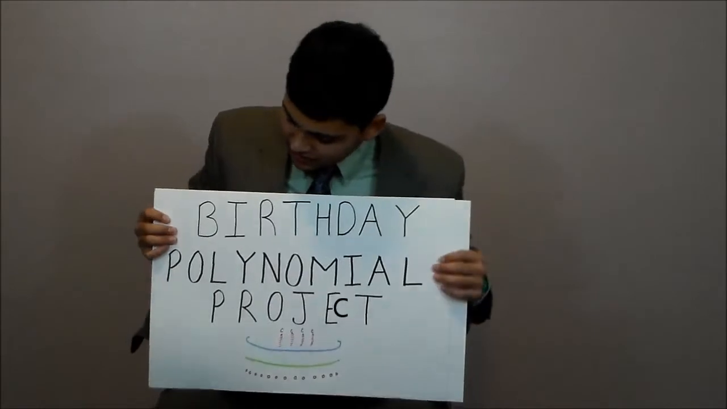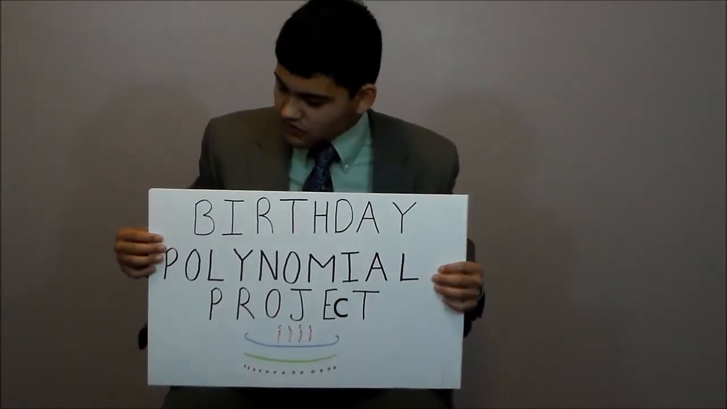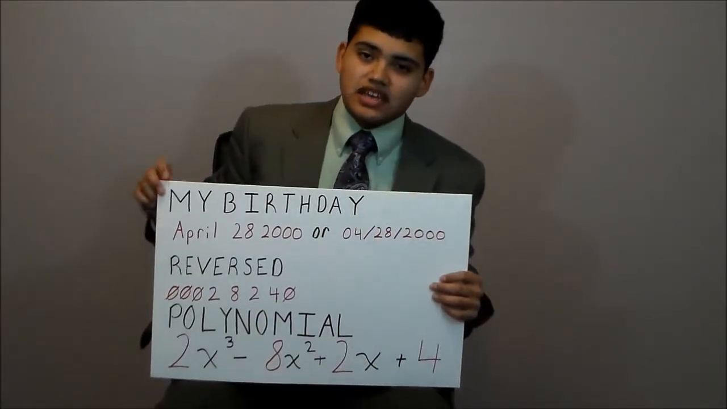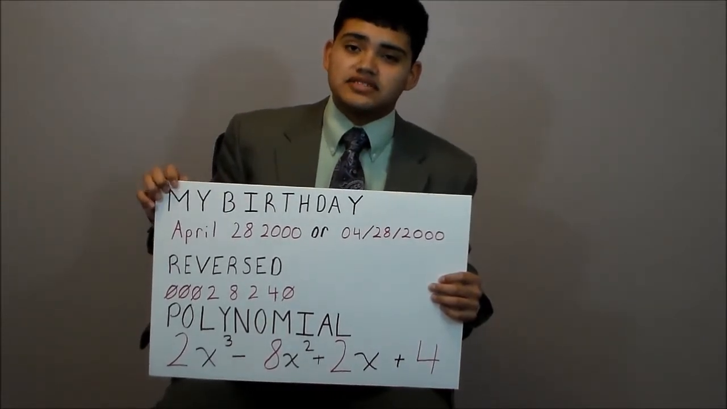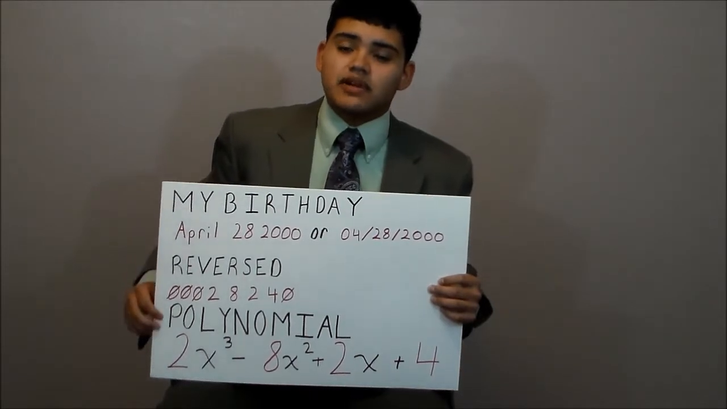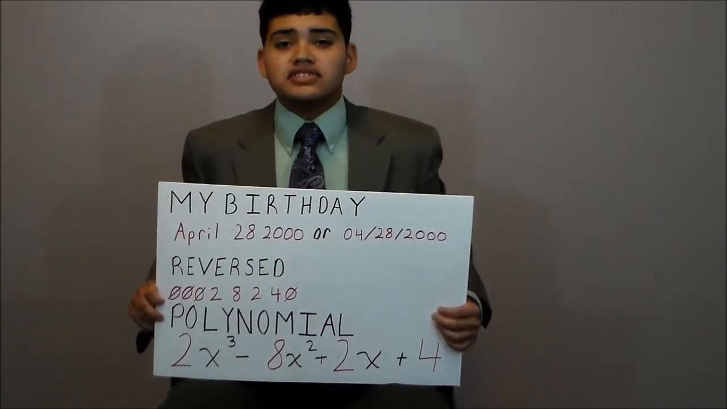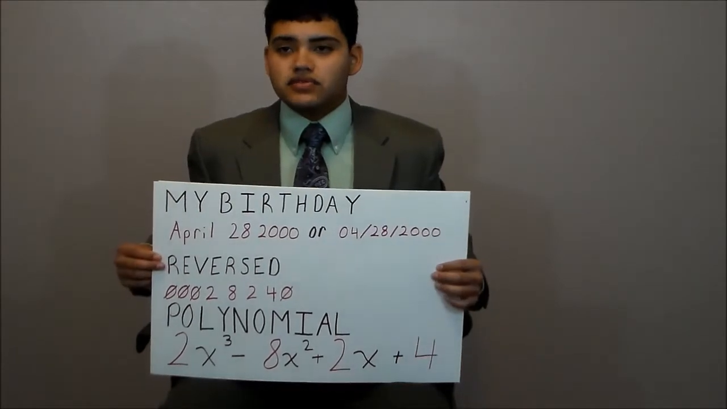What I have here for you today is my birthday polynomial project. The way this works is I take my birthday, which is April 28, 2000, or 4/28/2000. I reverse it, which is 28/24, and I write it as a polynomial. The way I chose to write it is 2x to the third power minus 8x to the second power plus 2x plus 4.